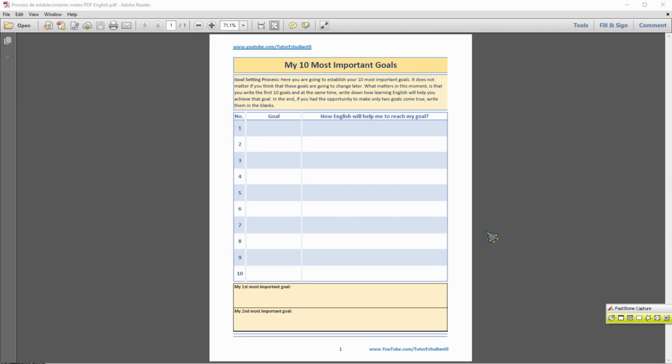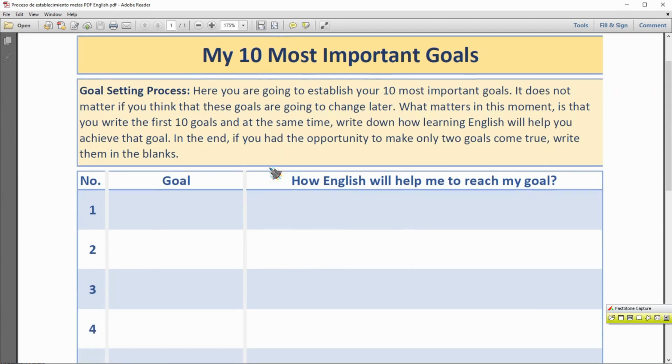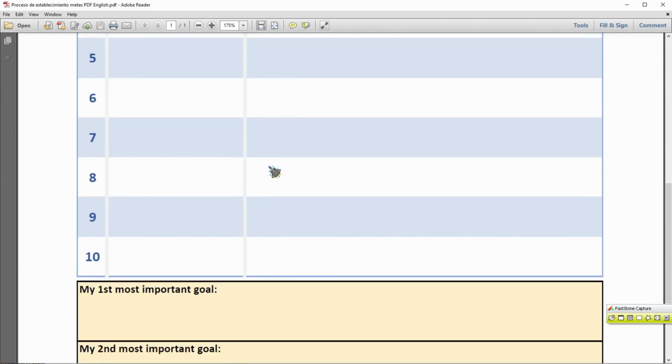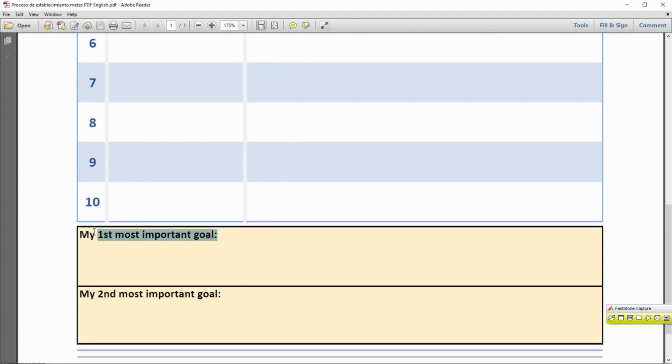You can download and then print out the PDF document that accompanies this video so you can write your 10 most important goals. These goals may be related to English or not. Now, it doesn't matter. In the end, you will probably realize that English is related in some way. Once you have written your 10 goals, ask yourself the following question. If I could only meet one goal, which of these goals will I choose?